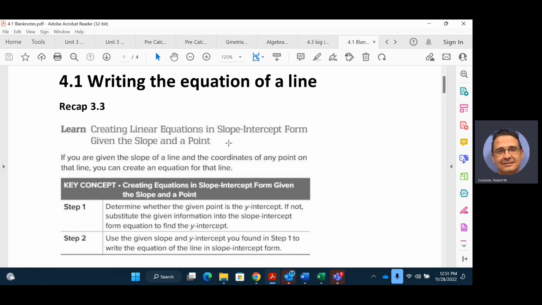If they're missing one of them, we need at least those two things, a slope and a point. If it's not there, we need to find it. How can we find those two things from what they've given us? Determine if they give you a point, and determine if that coordinate is actually a y-intercept.